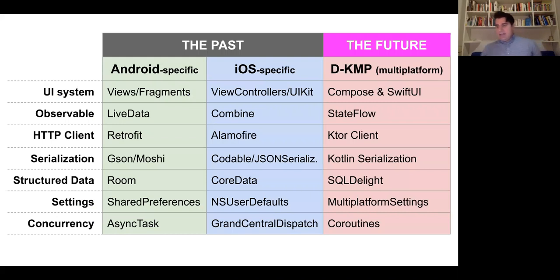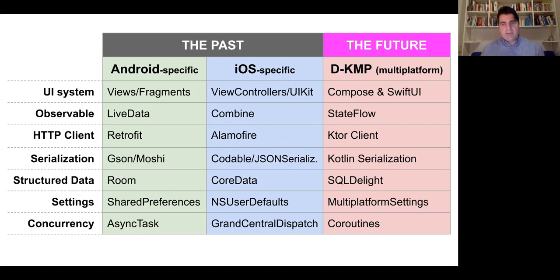Okay, so let's now show a simple table where we are talking about, for each role, the libraries that have been used in the past and what will be used in the future with multiplatform. So in Android, the UI system used to be based on views and fragments, and in iOS on view controllers and UIKit. So in D-KMP, the UI layer is going to be based on Compose and SwiftUI. That's a very important difference, as we already talked about in the previous slides.